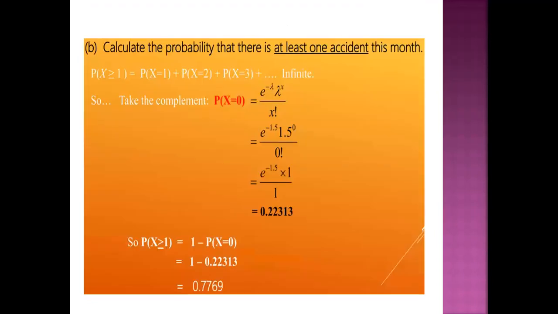The second probability is to calculate the probability that there is at least one accident this month. So we will take x equal to 0 if there is no accident, and then the answer will be 0.223, and then we will take x as 1 when there is at least one accident this month. The answer will be 0.77. So this is the probability of at least one accident this month.